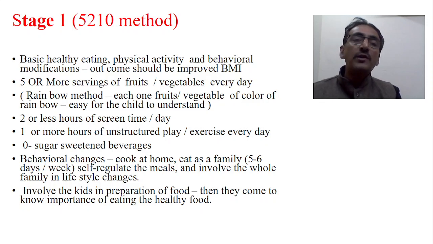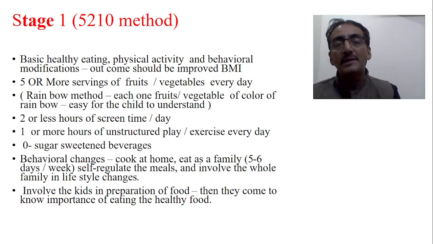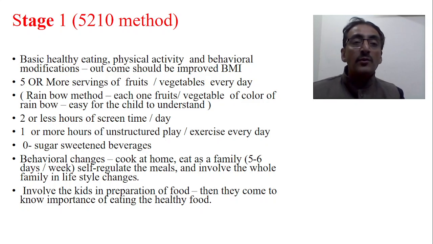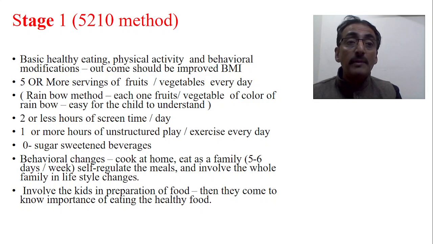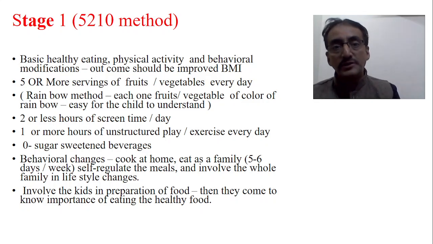For this you can follow the rainbow method. Each fruit and vegetable corresponds to a color of the rainbow. You can take rainbow colors, and the same color of fruit should be taken, and it is easy for the child to understand. This is also quite interesting to the child. So rather than giving cereals and so many things, you try to manage through fruits and vegetables. That is number 1.